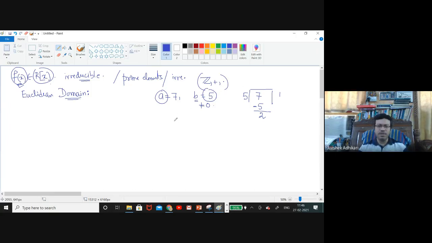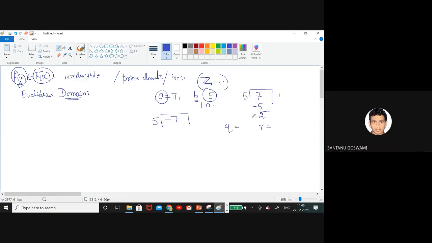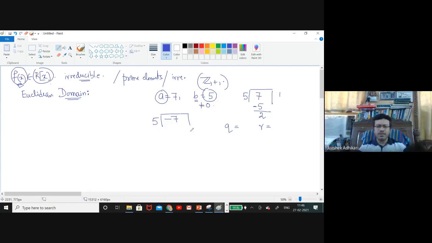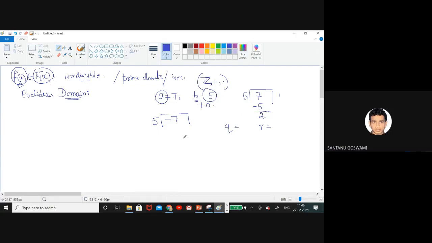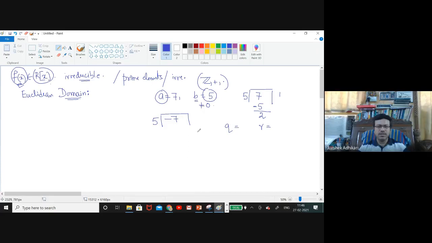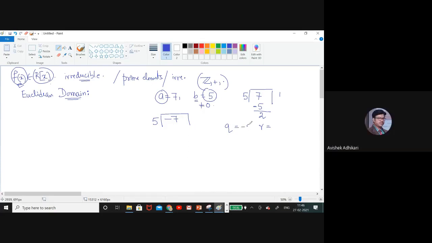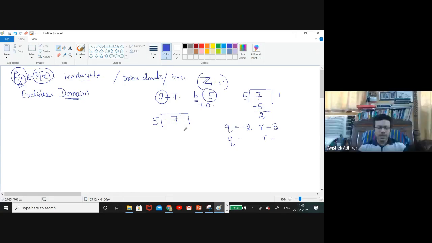Now, if I ask you this simple question, can you divide minus 7 by 5? What would be my quotient and what would be my remainder? Quickly, can anybody tell me? Sorry, I couldn't get your voice. Somebody says the quotient is minus 2 and the remainder is 3. Any other answer? Anybody?